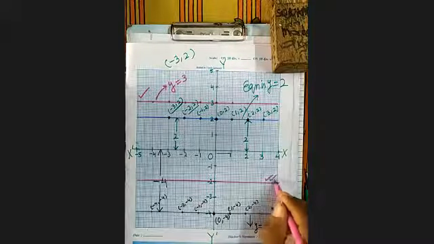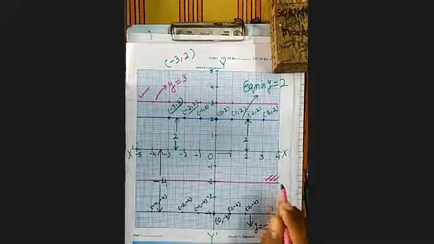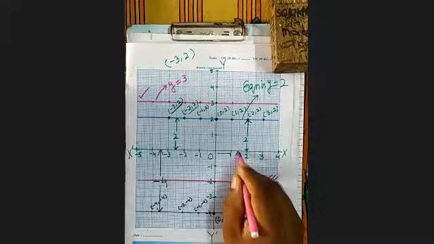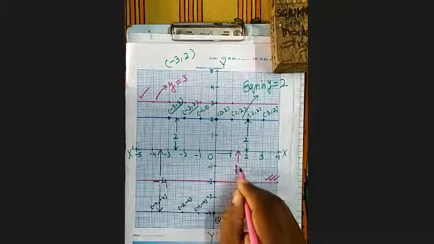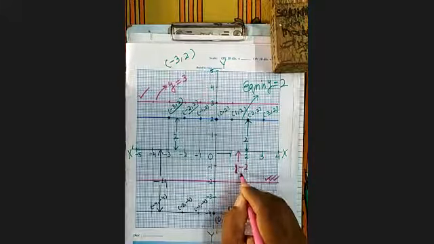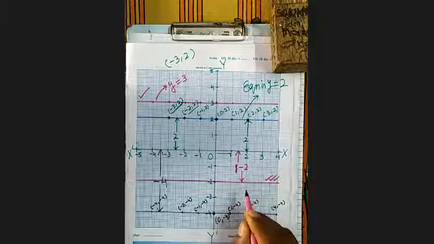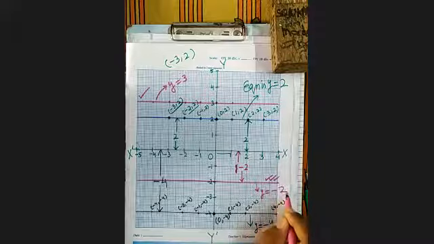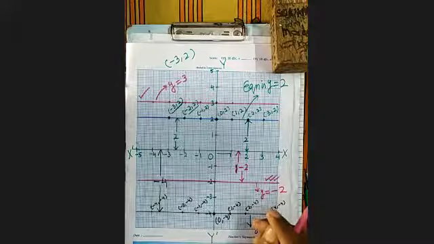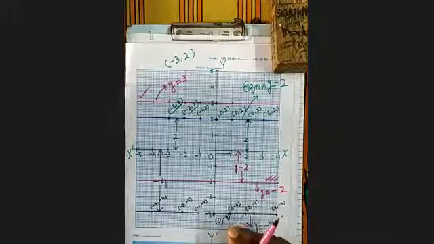y equals -2. So its equation: this distance is -2, therefore the equation will become y equals -2. Is it clear? So you will remember this thing.